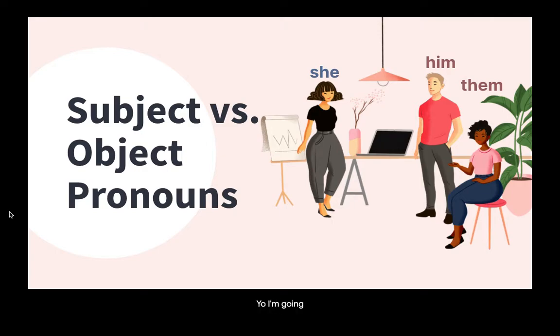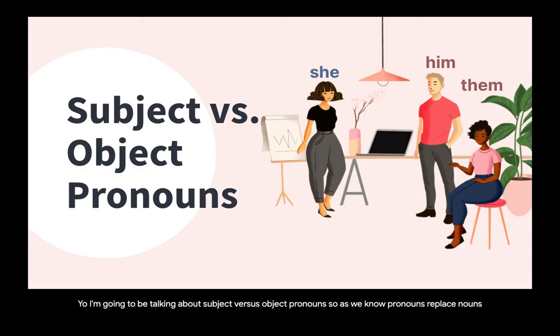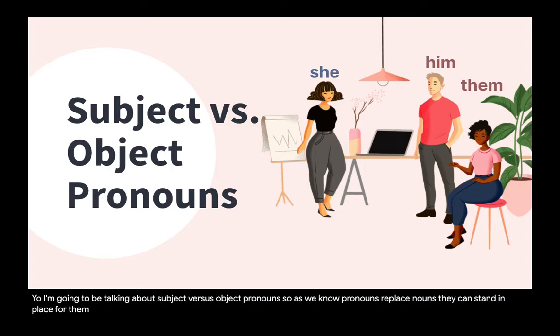In this video, I'm going to be talking about subject versus object pronouns. So as we know, pronouns replace nouns. They can stand in place for them. And so instead of saying Miss Edwards, you could say she. Pronouns can also show possession. They can show that that laptop is his.